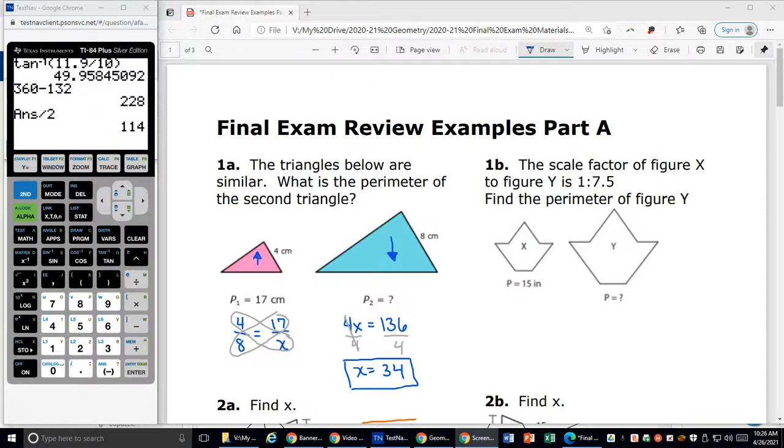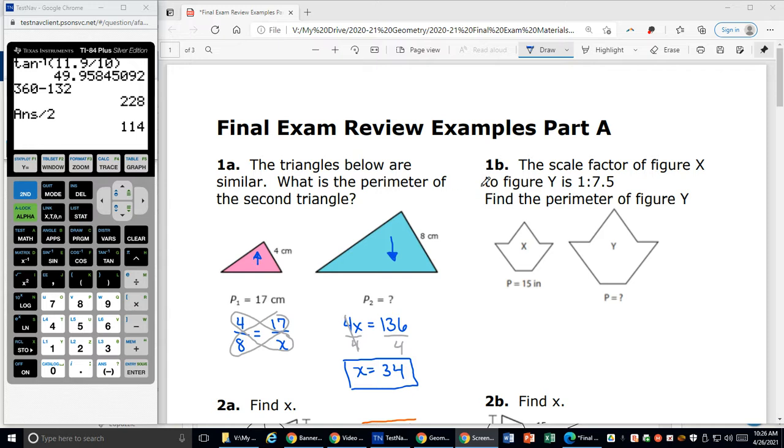Hi, welcome back. In this video, we're going to look at how we can use our part A problems to help us answer the B problems, which is some of the same skills we can use when we're taking our final exam or even just doing the practice test.